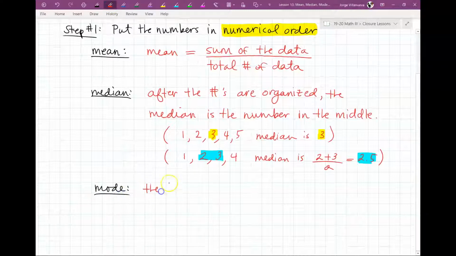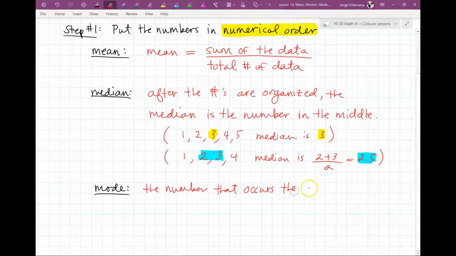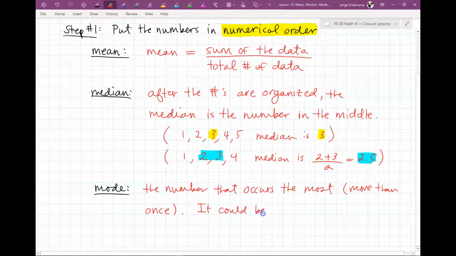The mode is the number that occurs the most. The most, and it has to be more than once. Now it could be more than one number. So you can have 2 modes, 3 modes, just depends. But it's the number that occurs the most.